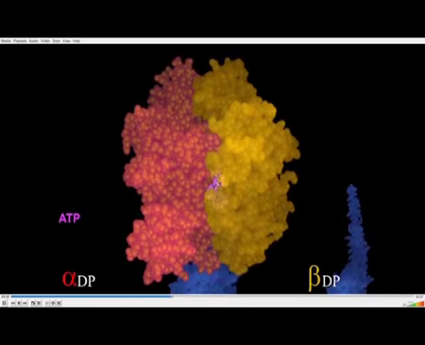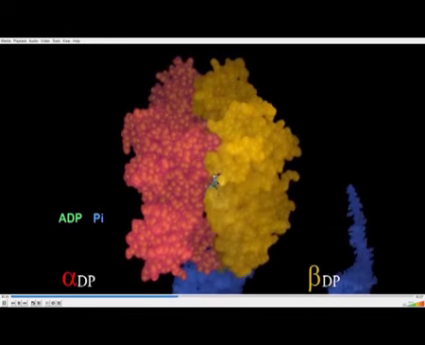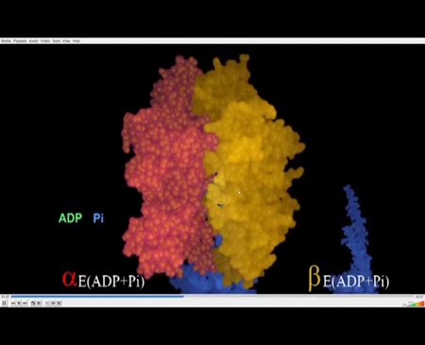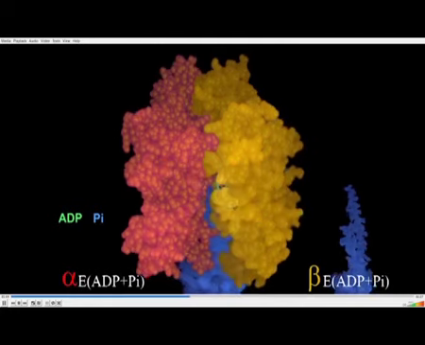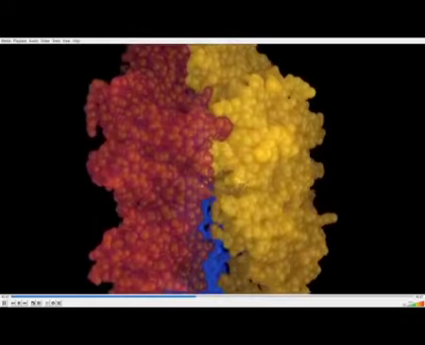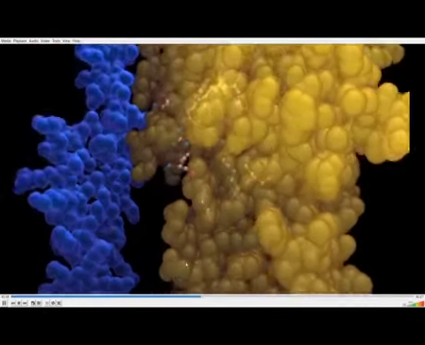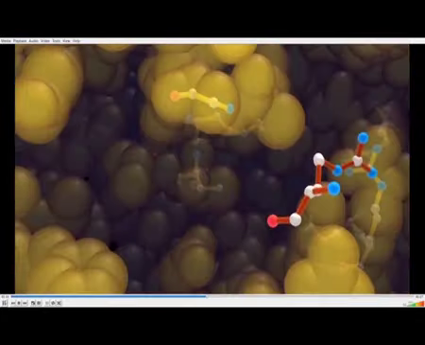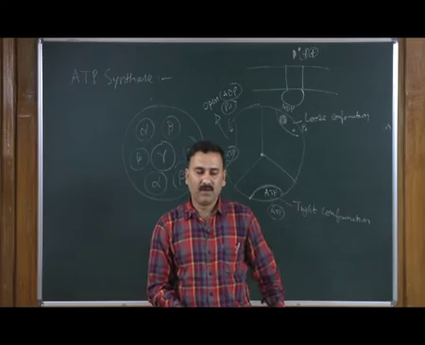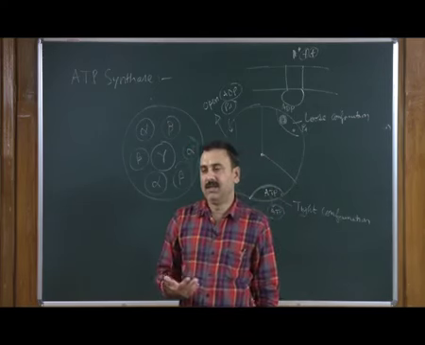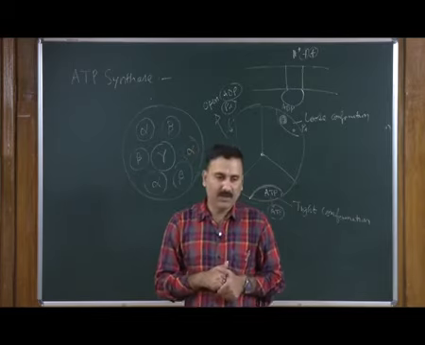As soon as the ATP is formed, the active site gets converted into the open conformation, and as soon as it opens, it releases the ATP from the active site. We are not going to get into the detail of how the bonds are forming and how the ADP is getting coupled to the Pi to generate the ATP.